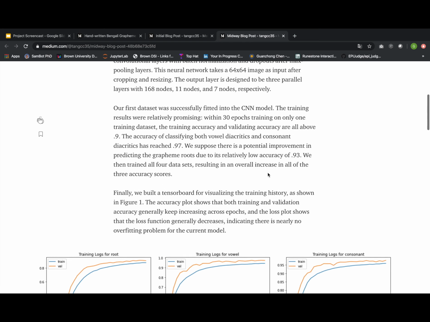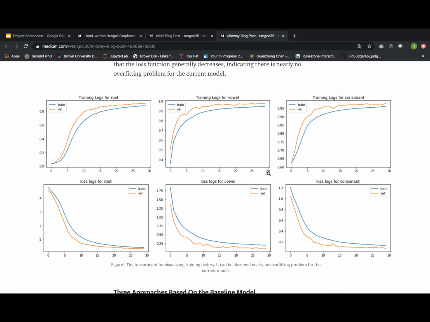Let's look at the TensorBoard. As Figure 1 shows, there are two rows in this TensorBoard. The first row is the classification accuracy of the three constituents. As the graph shows, as the epoch increases, the accuracy increases. The second row is the training loss of the three constituents. As the graph shows, as the epoch increases, the loss decreases. Now let's get back to our final blog post.